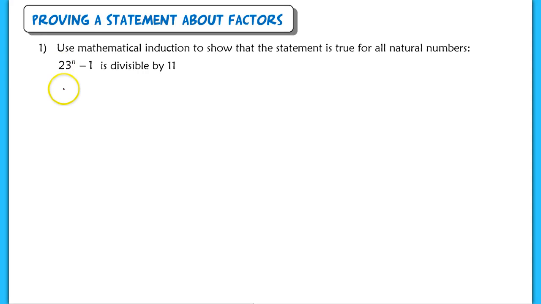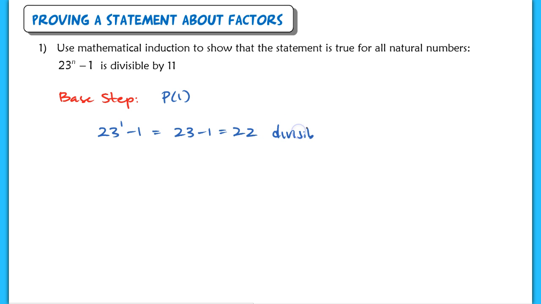We're going to have our base step. And in our base step, we will show that p of 1 is true. So 23 to the first power minus 1 is equal to 23 minus 1, which is 22, and this is divisible by 11. So that holds true.